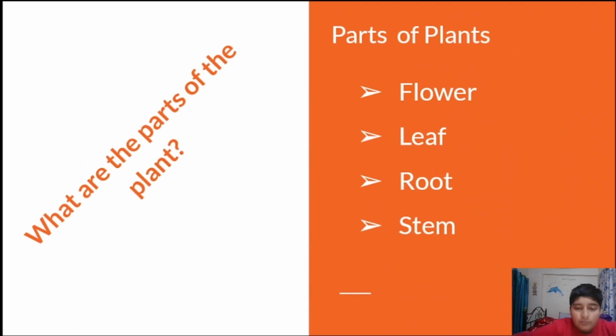So what are the parts of the plant? So the parts of the plant are flower, leaf, root, and stem. So these are the main four. There could be more of them, but we're only counting these because they're very important and very common and popular.